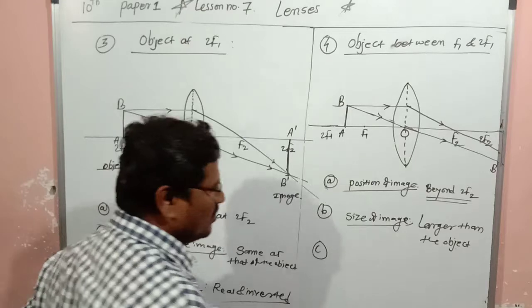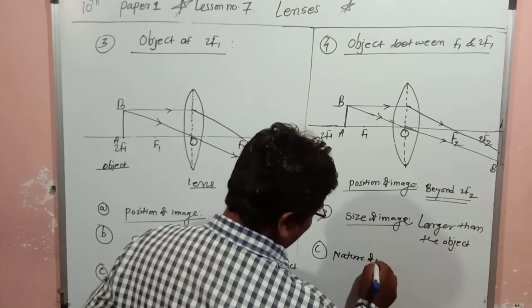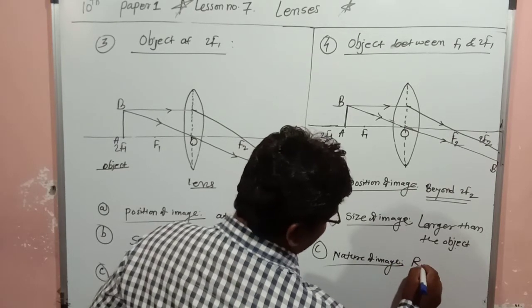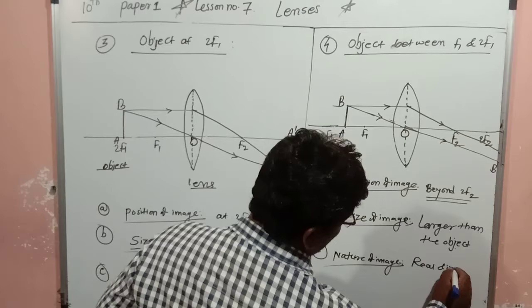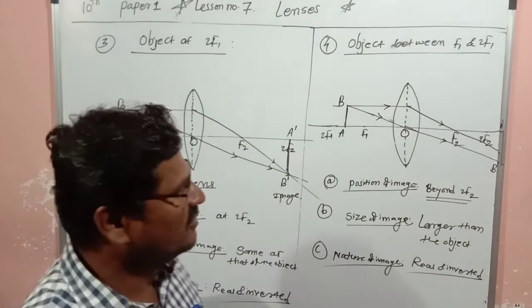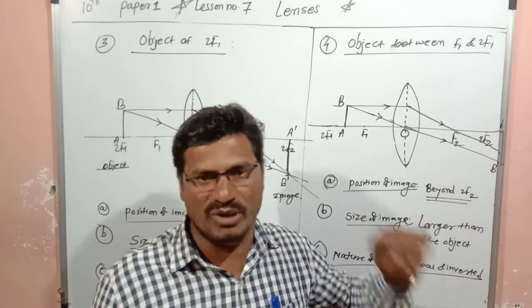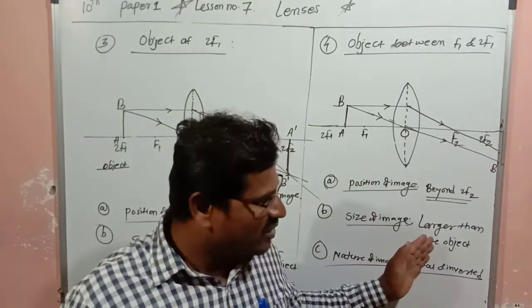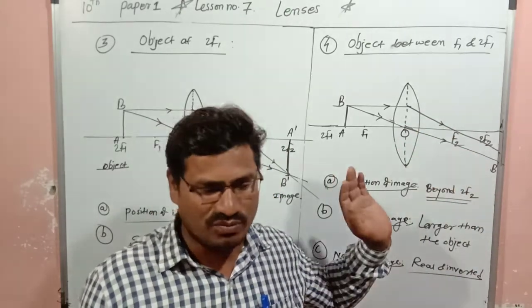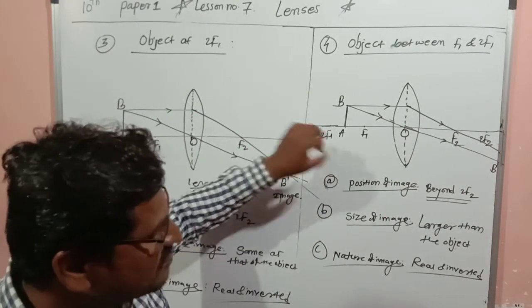In that, what will be the nature of image? The nature will be real and inverted. So real, when refracted light rays are meeting at a single point, then it will be a real image, and inverted, it is forming below the principal axis, that means upside down. So this one is the fourth position.